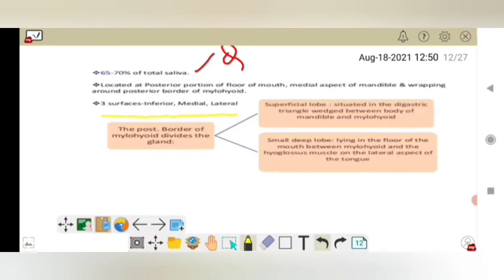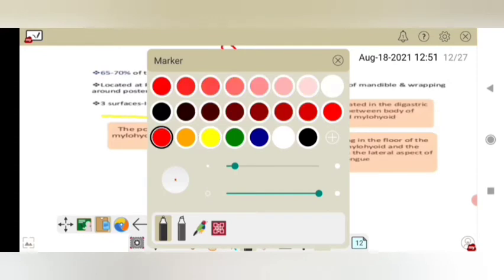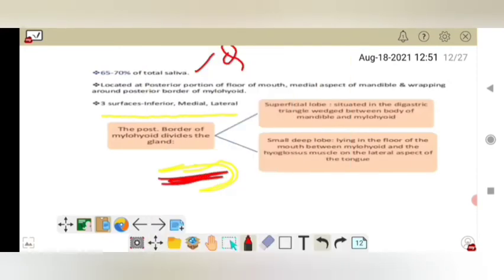Now, the superficial part. The posterior border of the mylohyoid divides the gland into a superficial lobe, situated in the digastric triangle wedged between the body of the mandible and the mylohyoid, and a small deep lobe. This is the J shape, and here in the middle is the mylohyoid muscle. This is the superficial part situated in the digastric triangle wedged between the body of the mandible and the mylohyoid muscle, and this small deep lobe lies in the floor of the mouth between the mylohyoid and hyoglossus muscle on the lateral aspect of the tongue.